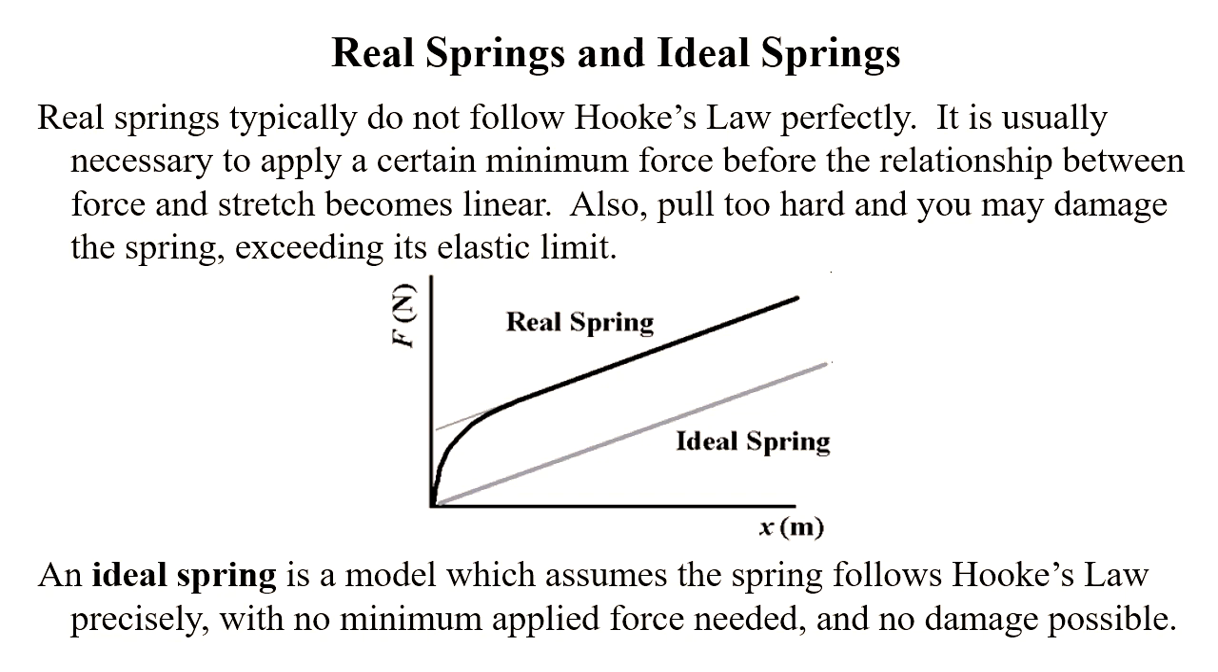Here in AP land, we generally deal with ideal springs, a kind of model which assumes the spring is perfect. It follows Hooke's law precisely. There's no minimum applied force needed, so you get a straight line right from 0, 0, and it's impossible to damage the spring. Of course, this is an approximation in the same category as our frictionless surfaces and our ideal strings and our objects that fall through the air with no air resistance.